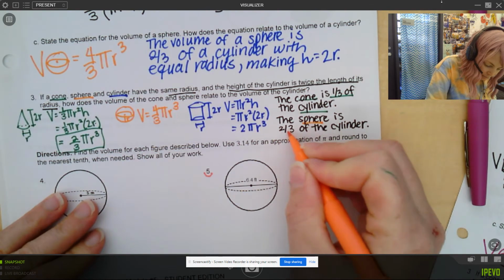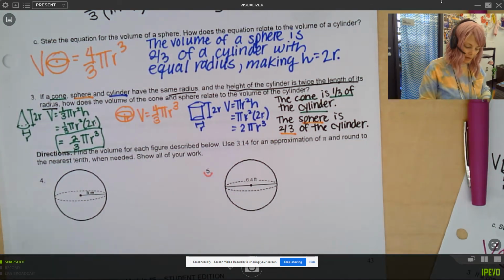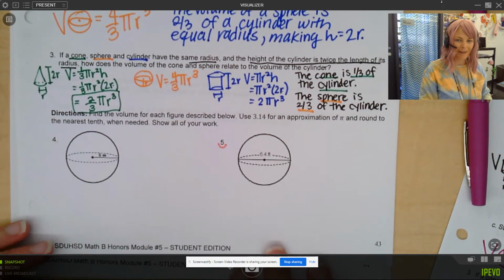So the sphere is 2/3 of the cylinder. So that's important to remember for when we derive these formulas, so it helps you not need to memorize them as much. Okay, so let's look at the directions and apply our formulas.